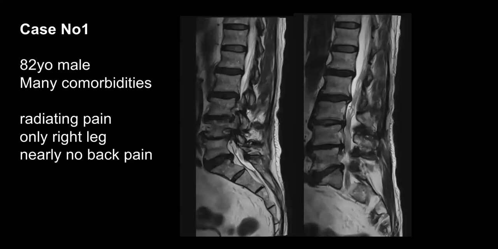So the first case is pretty easy and pretty difficult at the same time. The patient is 82 years old. This is a little bit above the average of my patients' age, which is 77 in the DGen population. He's an 82-year-old male, he has many comorbidities, and he's suffering from pain. It's really not a back pain. He always says, no, zero back pain. It's only the leg, the right leg. And this is the MRI.